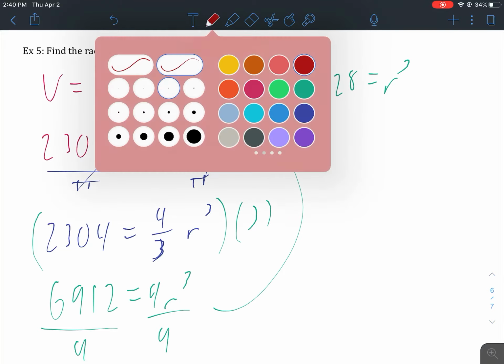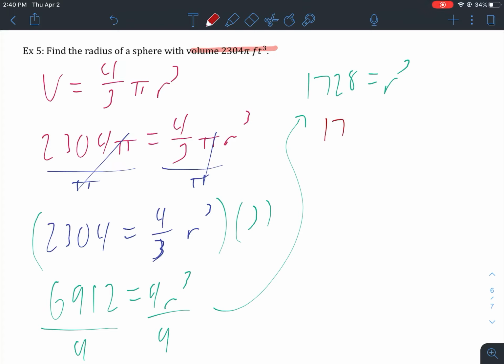Okay, again, remember now, good idea would be to raise both sides to the 1/3 power. It's the same thing as taking the cube root. There is another way to do it in your calculator, but it'd be harder for me to explain. So now we get r is 12. So our final answer is r equals 12 feet.